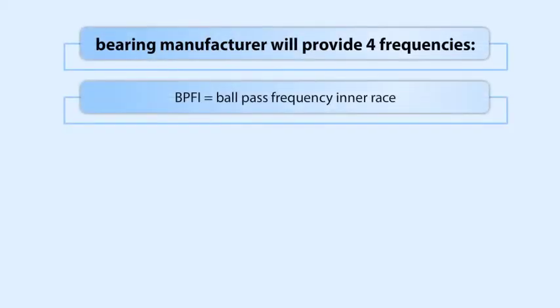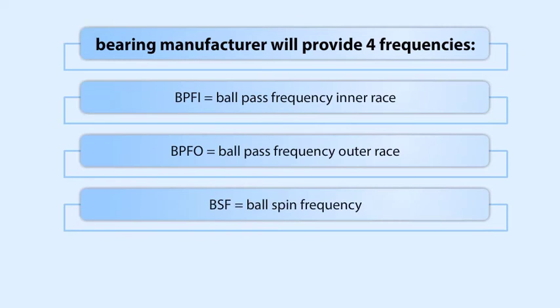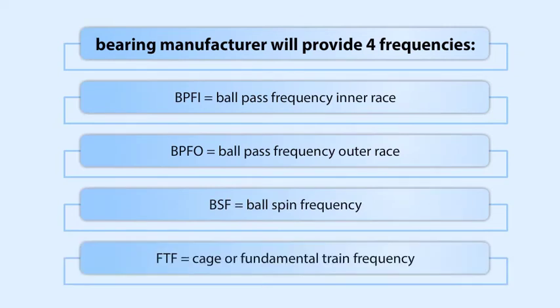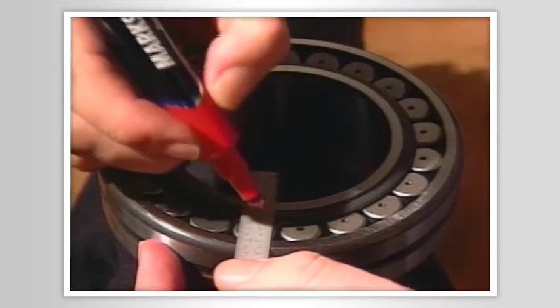They are the ball pass frequency inner race, the ball pass frequency outer race, the ball spin frequency, and the cage or fundamental train frequency. The frequencies are often abbreviated as shown. At first, the abbreviation may seem a little difficult, but you'll start to remember them soon enough. The question is, what do the frequencies mean?